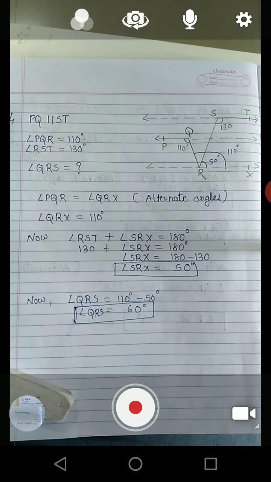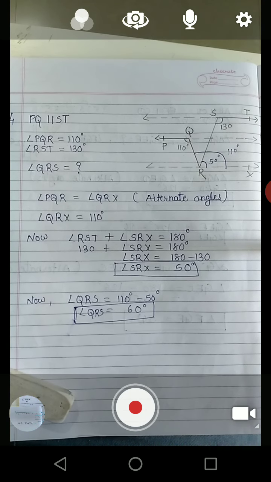Now, RST plus SRX is equal to 180 degrees. Angle RST plus angle SRX are both interior angles on the same side, so the addition of both is equal to 180 degrees. So 130, RST is given as 130, so SRX we will get as 50 degrees.